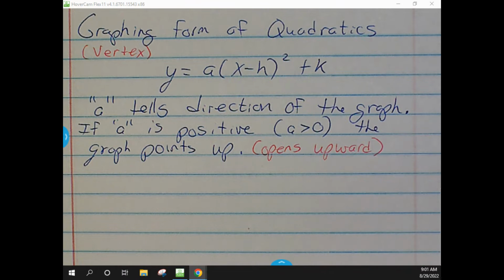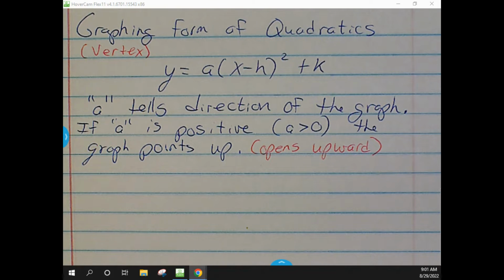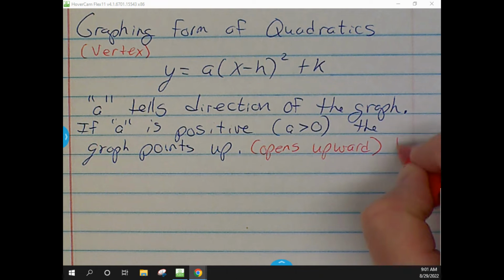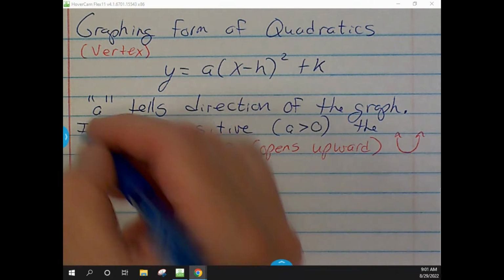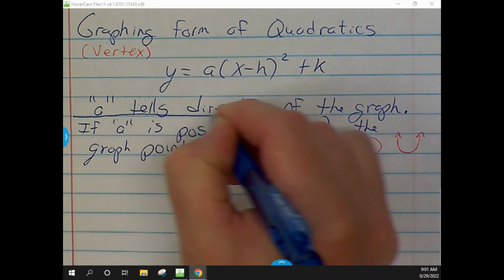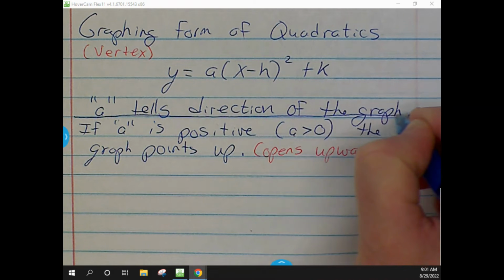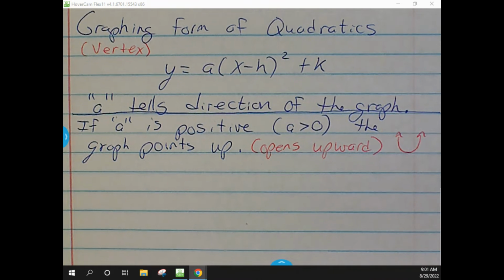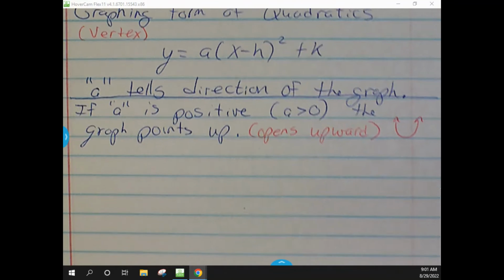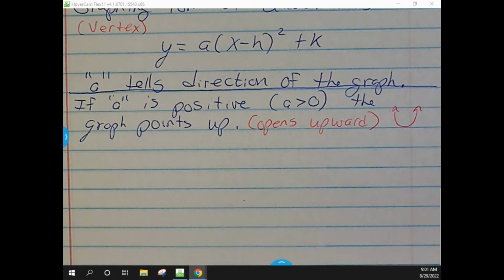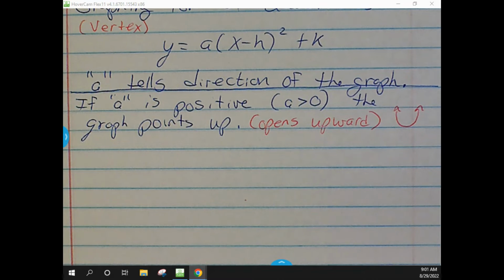Because you get mad at first students if they said it points up. But if we were graphing this, the arrows would point in the up direction, something like that. Okay, so the A value that's in front of the X, and again, A will always be the number in front of the X, always tells you the direction of the graph. If A is positive, if the A value is greater than 0, it points upward or it opens upward.